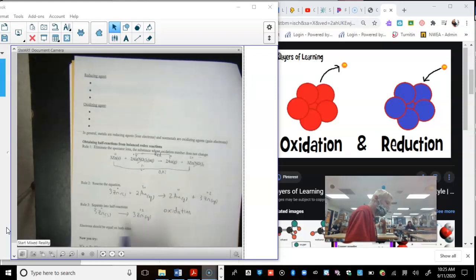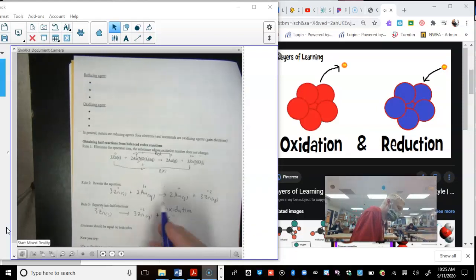Oh shoot, is that oxidation? It was, thankfully, because I wrote oxidation. And electrons are being lost, therefore we've got 3 times 2 is 6. So 6 electrons being lost.